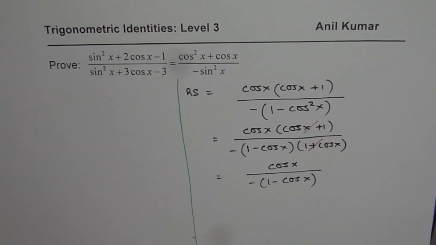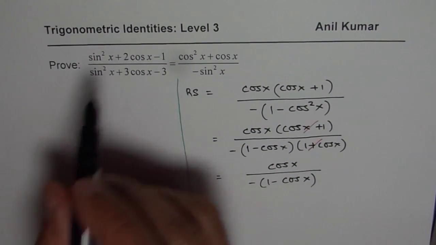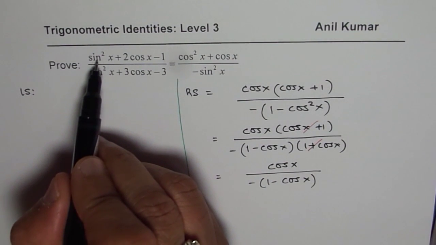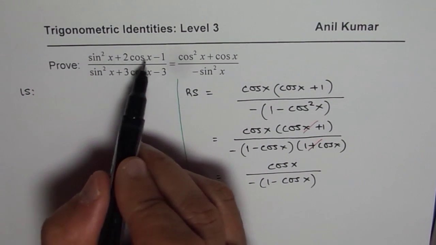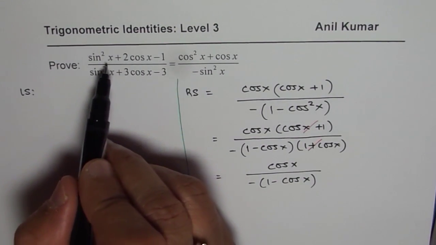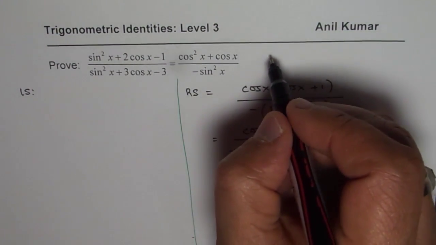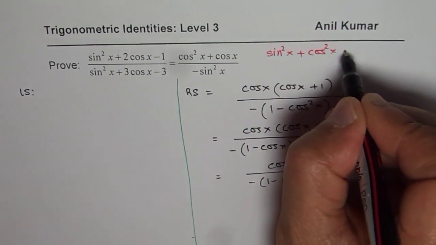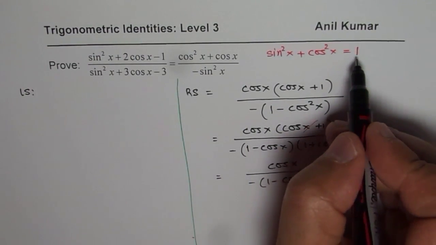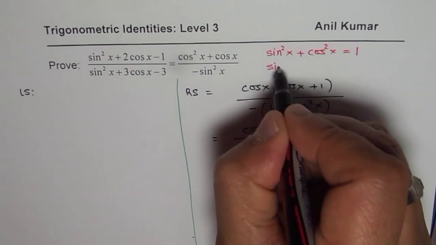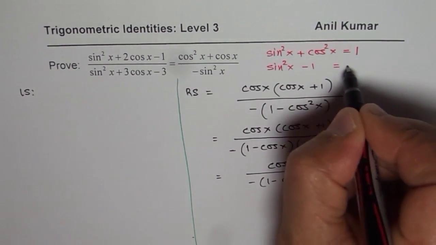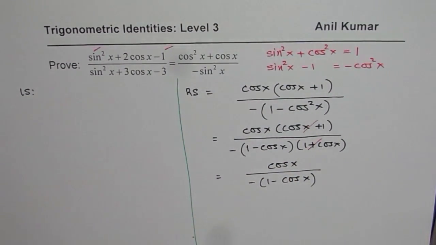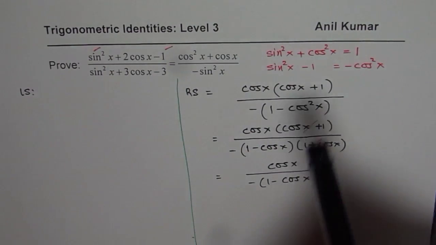Now let's look into the left side and see how to simplify the left side. In the left side we have minus 1, and here we have sine square x. So we could write sine square x minus 1 as minus cos square x, correct? So let me show you how. We have sine square x plus cos square x equals 1. Now if I bring 1 on this side, then it becomes sine square x minus 1 equals minus cos square x. So using these two terms, we will write this as minus cos square x.